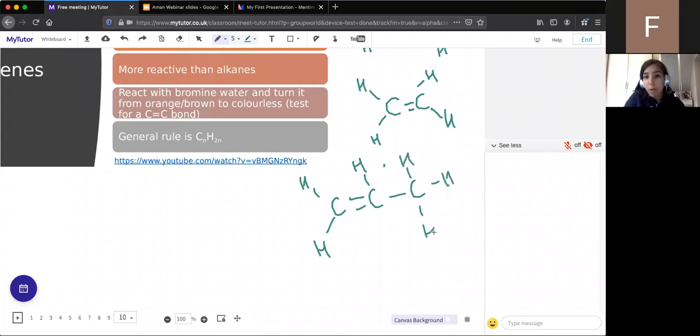And there should be 4 bonds everywhere. So if we have a look at this carbon atom, 1, 2, 3, 4, this one, 1, 2, 3, 4, this one, 1, 2, 3, 4. So that's propene, which is C3H6.